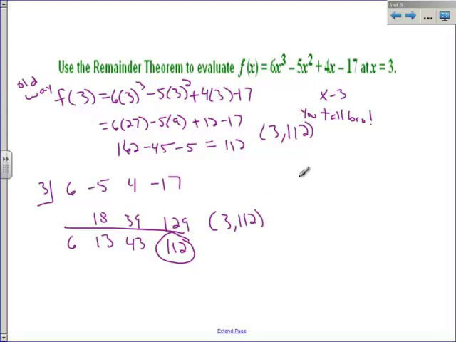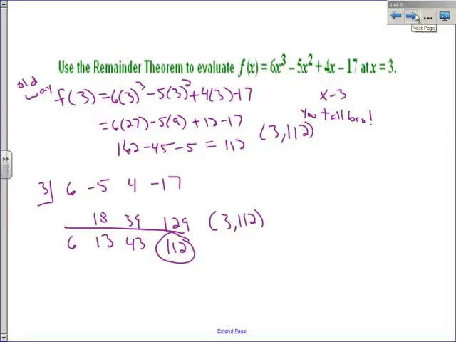And look there, we got the exact same thing, and this is not as messy as that. So this is a really nice connection for us. Now, for the most part, we're going to be wanting to get a remainder of 0 so that we know that we have a factor. But at least for now, this tells us the y-coordinate. So it's an easier way of finding y-coordinates.